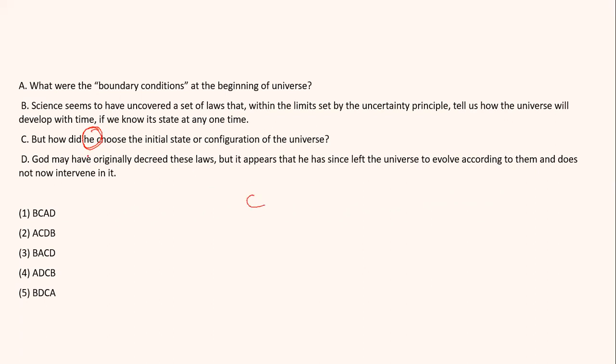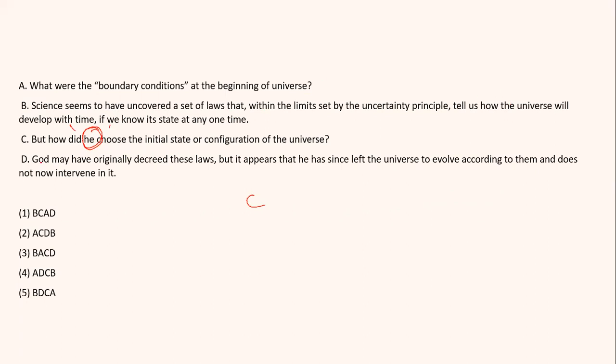C has "he" in it. So this "he" will be referring to someone. Is there anything in statement A to which "he" can refer? No. Is there anything in statement B to which he can refer? Let us see. It is talking about science, it is talking about the universe.